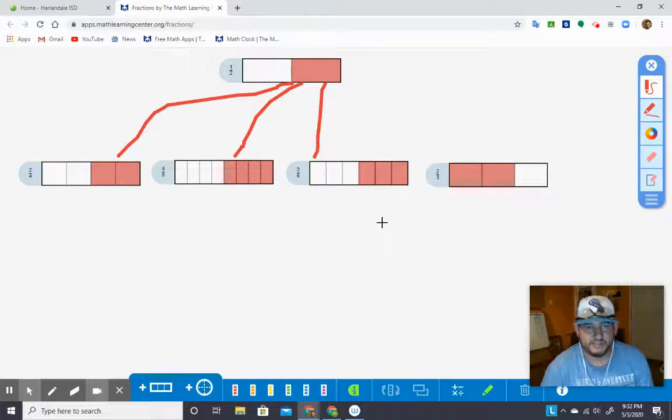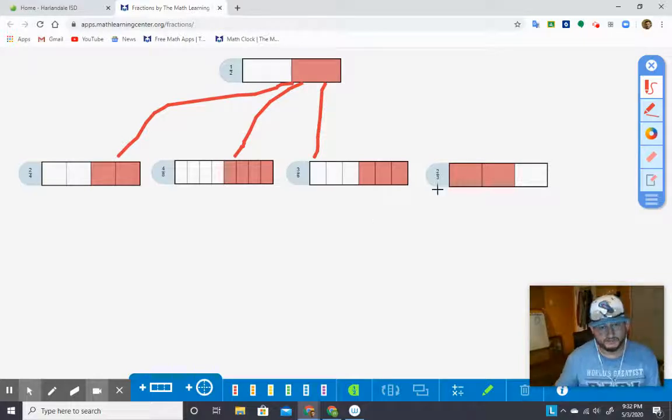Now, I only see these three right here because before we went on the break, a lot of y'all had recognized that one is half of two, right? Two is half of four, four is half of eight, and three is half of six. So that's why all of these are equivalent, are equal to each other, because they're all half of the whole number.